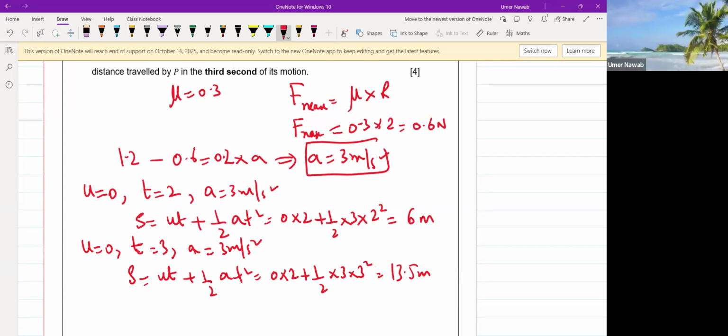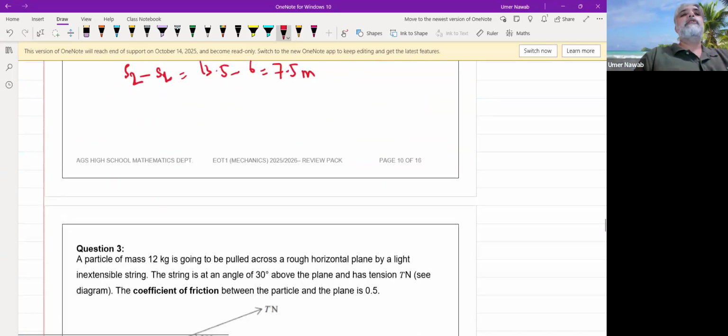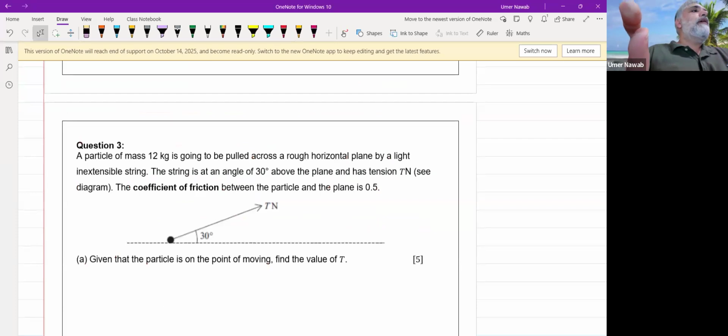Just subtract these two times, S2 minus S1. So 13.5 minus 6 will give you the answer 7.5 meters. This is the distance which they will cover.